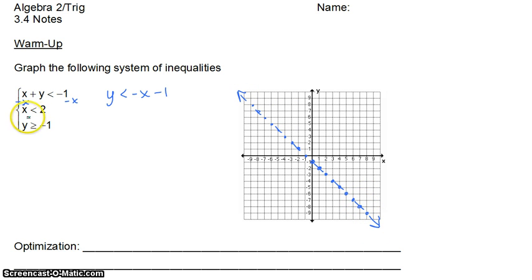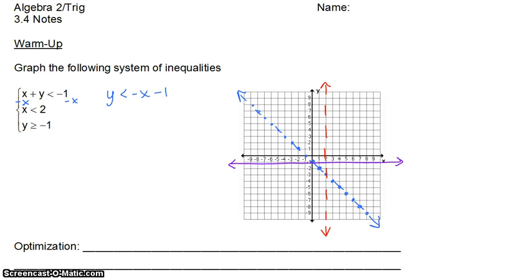We go to our second inequality, x is less than 2. That is going to be a vertical line at 2. And again, this one is going to be a dashed line because it's less than. And our last one is y is greater than or equal to negative 1. That's a horizontal line at negative 1. And that one is going to be solid because it's greater than or equal to.